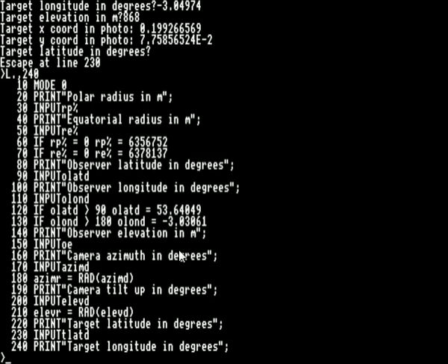Azimuth, the bearing you are looking, again in degrees. Azimuth in radians is the radian equivalent of the azimuth in degrees, because the BBC works in radians. Camera tilt up, same thing. And then ask for the target.